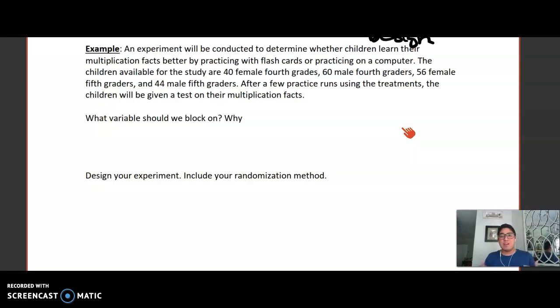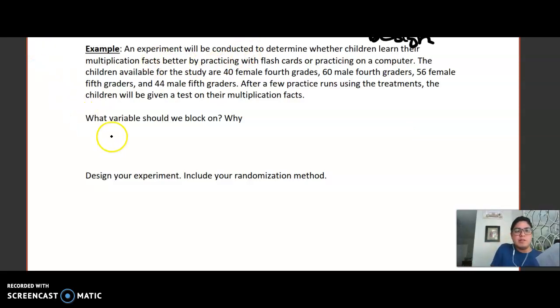Now we have some options here, right? Because we have different grade levels and we have different genders. Now, if we're measuring multiplication facts and learning, I would choose grade level over gender identity simply because I would expect 5th graders to be a little bit more along their developmental progression as opposed to these 4th graders. So that would be the variable I would block on. Of course, you can block on gender identity if you want to, but you do need to be able to justify that. So for us, we will block on grade level.